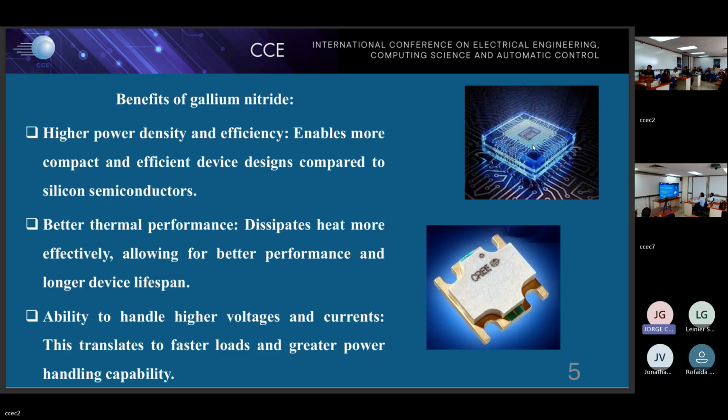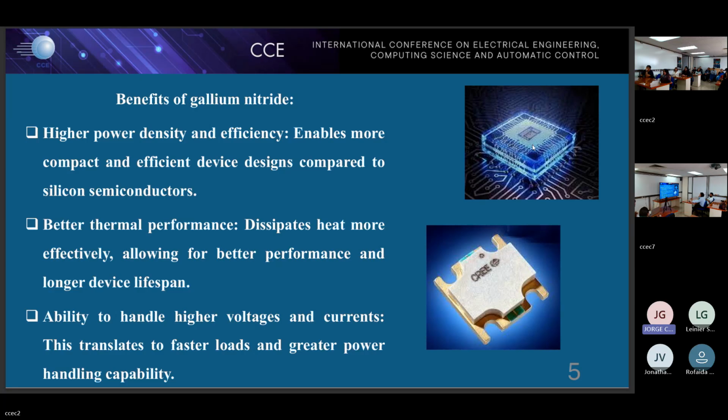Why we studied this material? This material has two principal properties that make it good for photoelectronics and the next generation. One is that it can be used at high electrical potential, and the other is that it has good thermal performance. It dissipates heat very well.